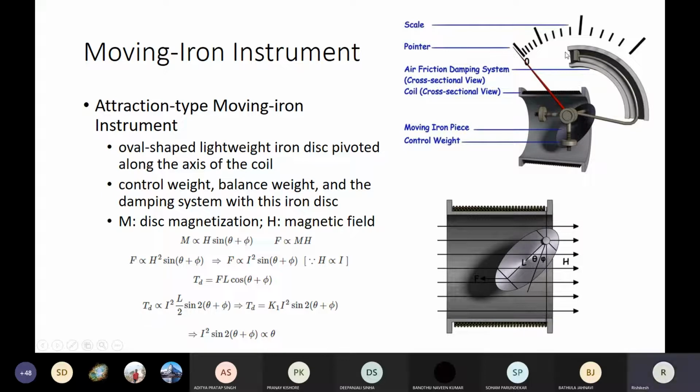Now you can see this portion is the air friction which is created for damping the system, and if you remember our discussion in the case of the, let me just write it down.